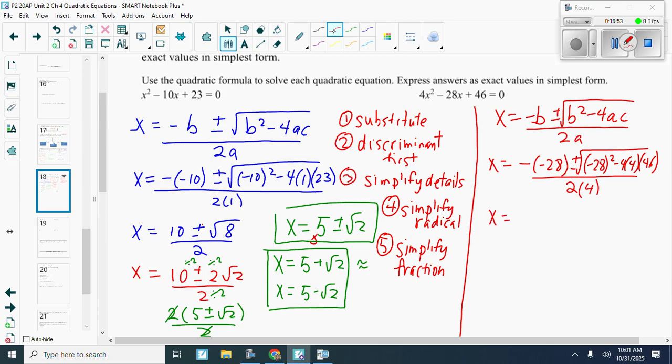So we have x is equal to 28 plus or minus. When I did all that, I got the square root of 48, all over 8. Then I'm going to simplify. 48 is the same as 16 times 3. The square root of 16 is 4, so 4 root 3. Then I'm going to simplify this. I can divide everything by 4.